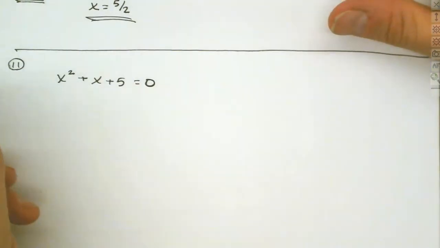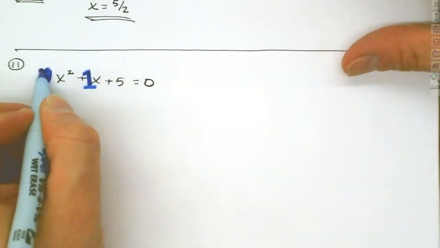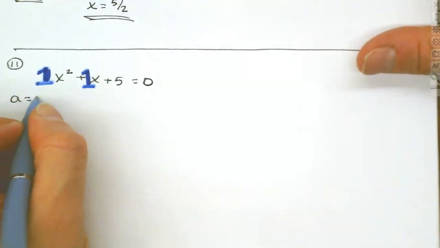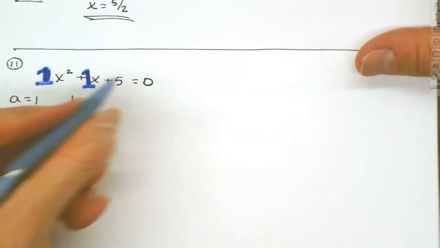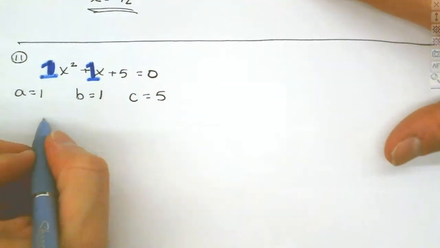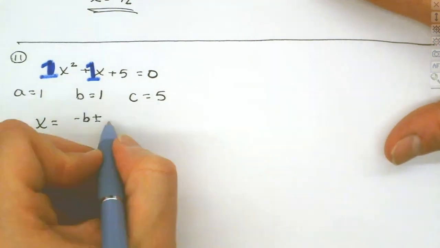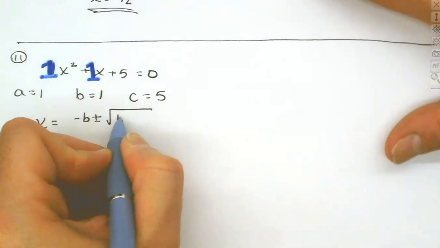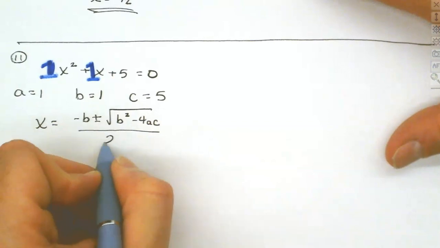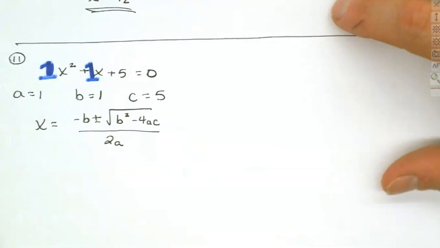What are our A, our B, and our C going to be? Well, if we're missing any numbers, we can put the 1s. So for our quadratic formula, we know then A is 1, B is also 1, and C is 5. And our formula then is x equals minus b plus or minus the square root of b squared minus 4ac all over 2a. Is everyone okay with that so far? Now we fill it in.